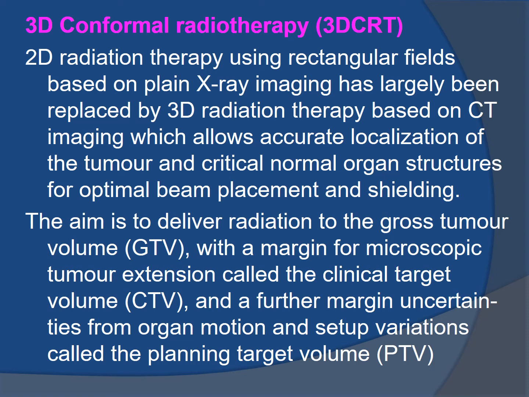This GTV is the tumor volume which can be seen in CT or MRI, with a margin for microscopic tumor extension called the clinical target volume, CTV. CTV is the GTV plus 2 centimeters to cover the microscopic extension of the tumor. And a further margin for uncertainties from organ motion and setup variation is called the planning target volume, PTV. PTV is the CTV plus 1 centimeter for setup uncertainties. So finally, we treat the tumor with the PTV.